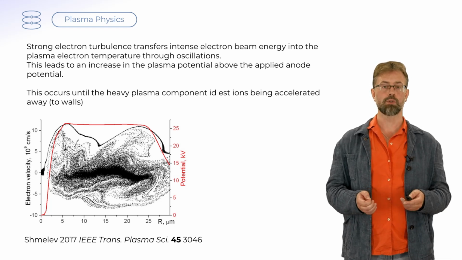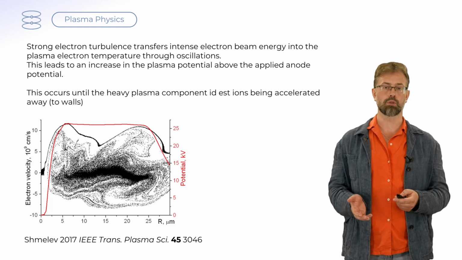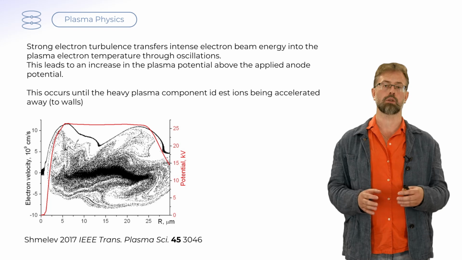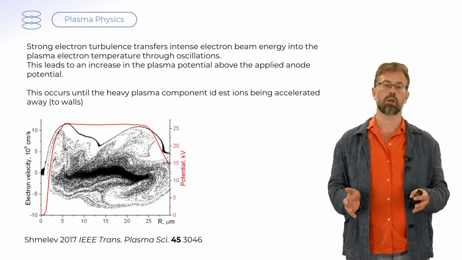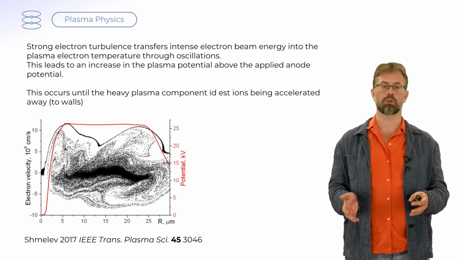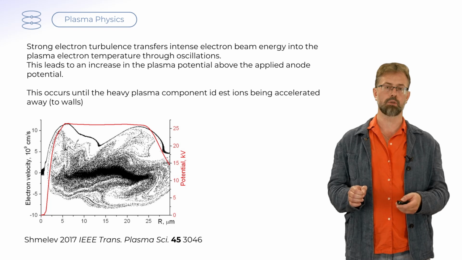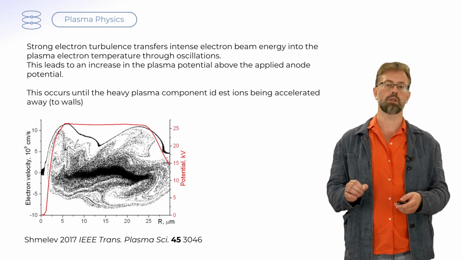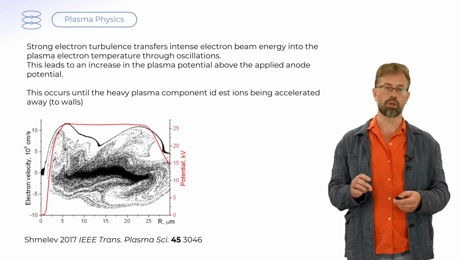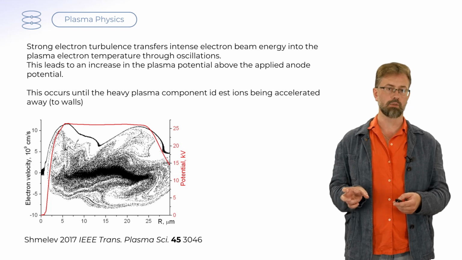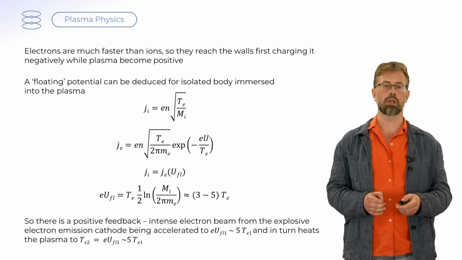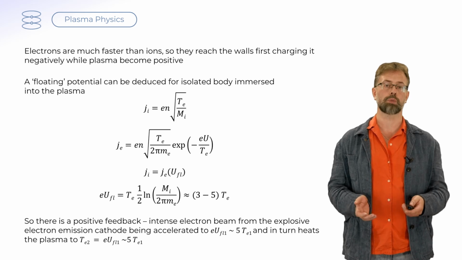This holds obviously up to heavy component acceleration, namely ions. Then they are accelerated and pushed away from the plasma, and the acceleration mechanism disappears. But an important point is that this modeling demonstrates exceeding of the plasma potential over the applied potential between cathode and anode. It looks strange. It can be illustrated by a simple model of floating potential.